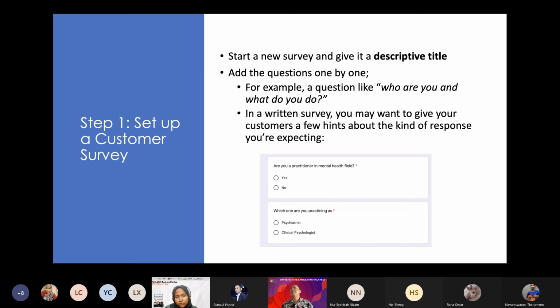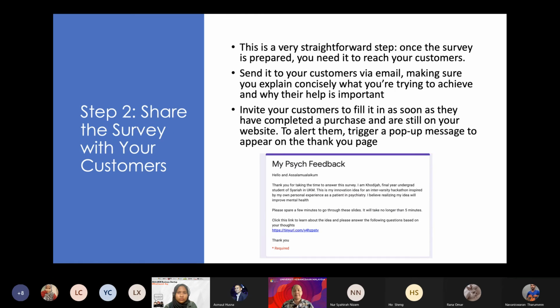If the answer is no, it couldn't be a good answer throughout the rest of the questionnaire. And then, which one are you practicing as? Is it psychiatrist? Is it clinical psychologist? So for example, if you're targeting a very straightforward community, or maybe a very specific person, then you can identify which group they belong to. So this is to make your life easier in the questionnaire.